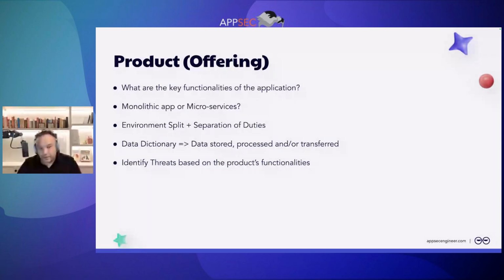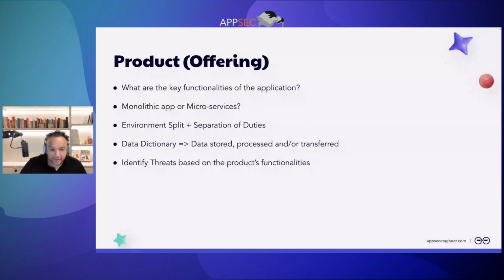Right, so the first one is product. Basically, you are looking at the features, the users, basically the product. What are the features of the product? What does the product do? What are the users of the product? What type of a product is it? What kind of environments does it have? What kind of development, etc. And then you capture threats related to that.